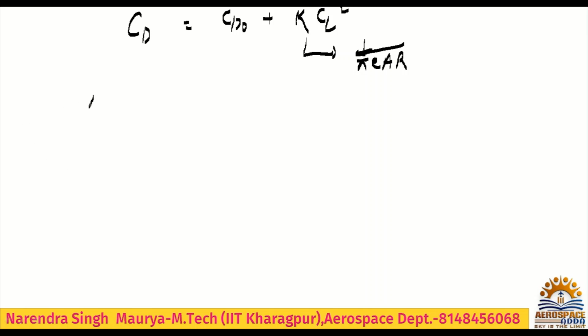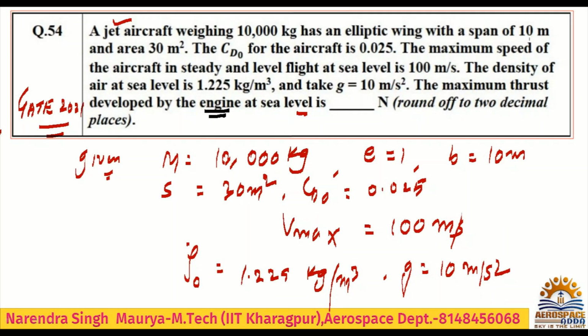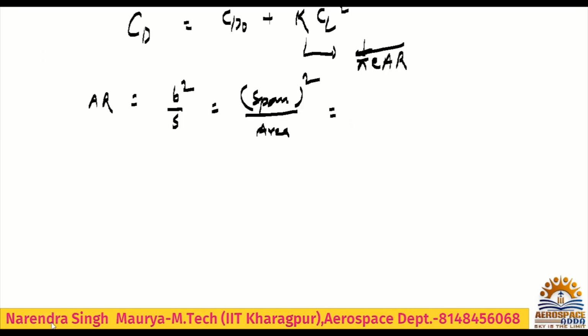What is the aspect ratio? B square by S, span square divided by area of the wing. Check all the values. Span is given or not? What is the span? 10 meter. What is the area? 30. So I can write this value. 10 square divided by 30, how much you may get? 100 divided by 30, 3.33, I think. This is the value.